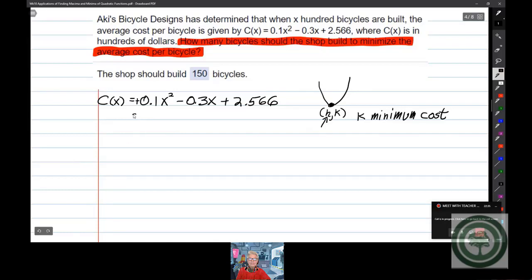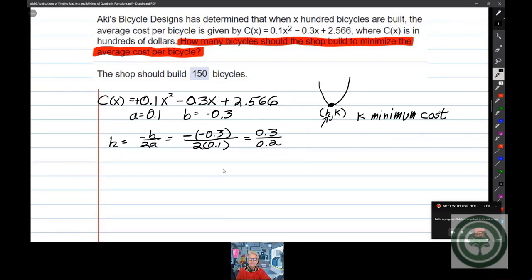So here we go. A is 0.1, and B is negative 0.3, and H is negative B over 2A. So we have negative 0.3 over 2 times 0.1. Negative 0.3 is positive 0.3 over 0.2. Well, that's going to be 3 over 2, which is 1.5.